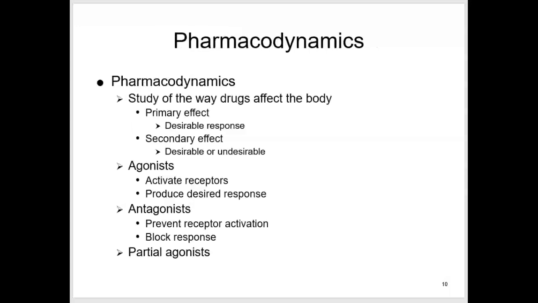Pharmacodynamics describes the interactions between medications and target cells, body systems, and organs to produce effects. So while pharmacokinetics was the movement of medications throughout the body, pharmacodynamics is how the medication actually affects the body. Medication may have primary and secondary effects.